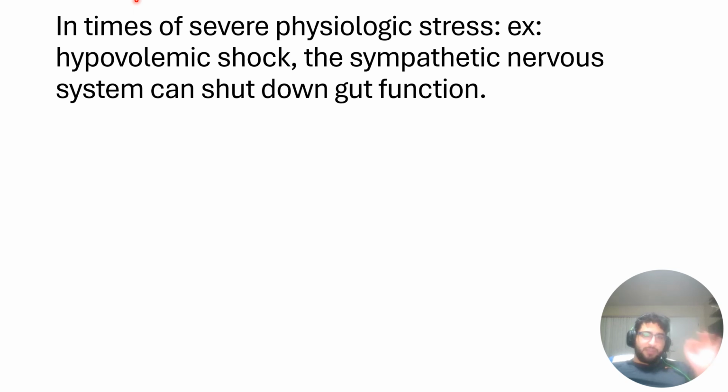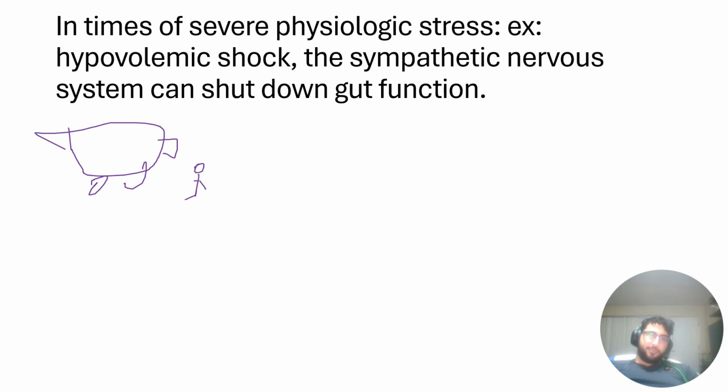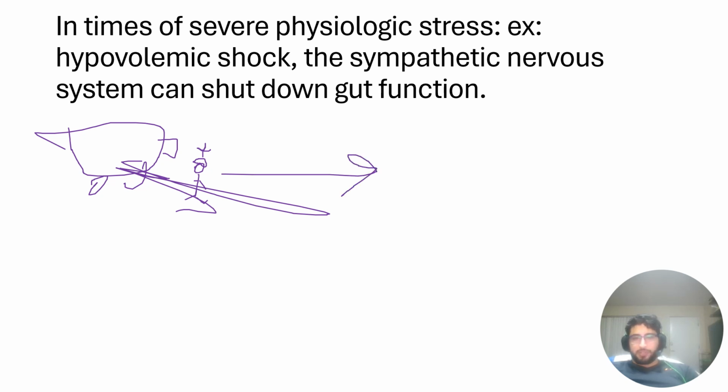Now, in times of severe physiologic stress, like hypovolemic shock, the sympathetic nervous system can completely shut down gut function. And that's important, right? Because we talked a lot about the parasympathetic and the vagus nerve and all this hullabaloo. But let's say Timmy gets hit by a truck, right? Here's the truck. Here's Timmy. Give him a little cap with the little spinny thing on it. And Timmy gets hit by the truck. And Timmy is now in hypovolemic shock because his spleen exploded or something.